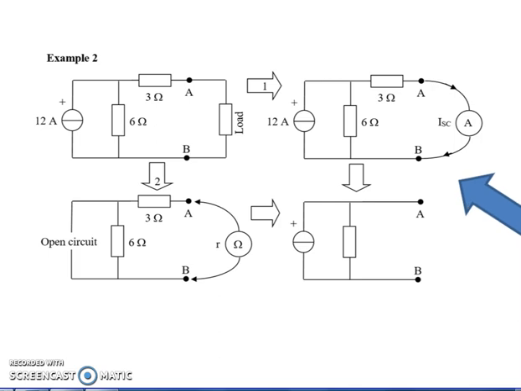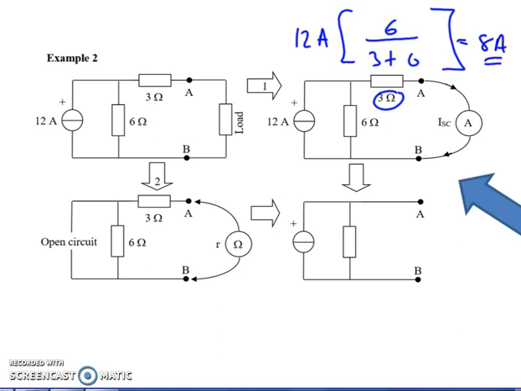So let's do a sharing. 12 amps shared between a 3 and a 6. I want the current in the 3 ohm resistor, so I put the 6 ohm on top. That's 12 amps, and we're taking 2/3 of 12 amps, or 8 amps. So my new generator is 8 amps.